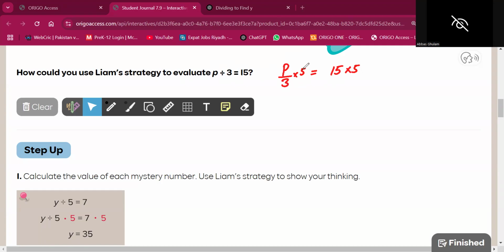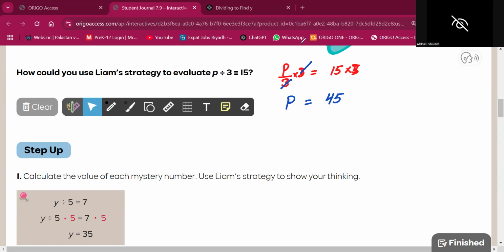Sorry, I wrote here 5, but that is 3. I will write here 3. I will also write here 3 on the other side. So after that, what will I do? Cross 3 with the 3. What is left here? p. That is equal to 15 multiplied by 3, equal to 45. So this is called the solution for p.